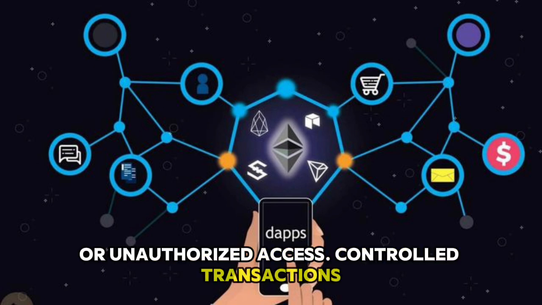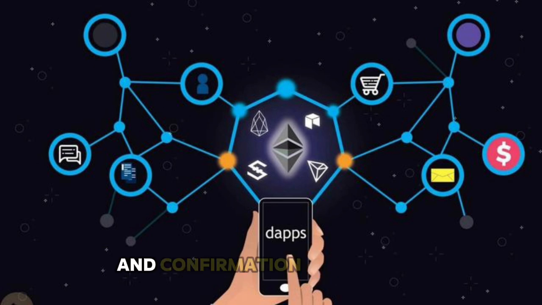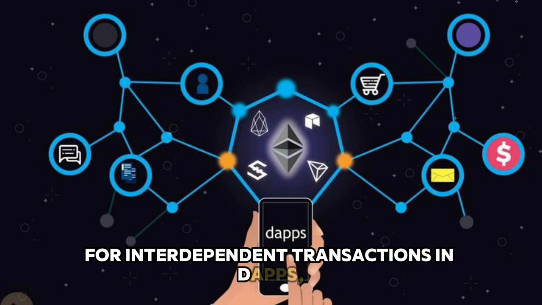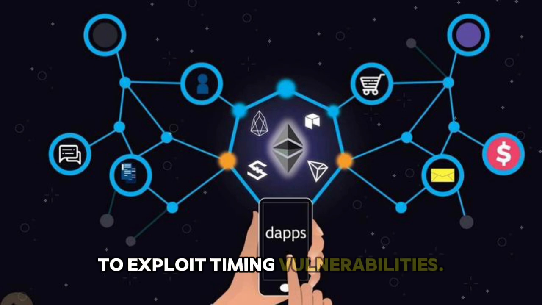Controlled transactions. This flaw involves the lack of proper synchronization and confirmation mechanisms for interdependent transactions in dApps, potentially allowing attackers to exploit timing vulnerabilities.